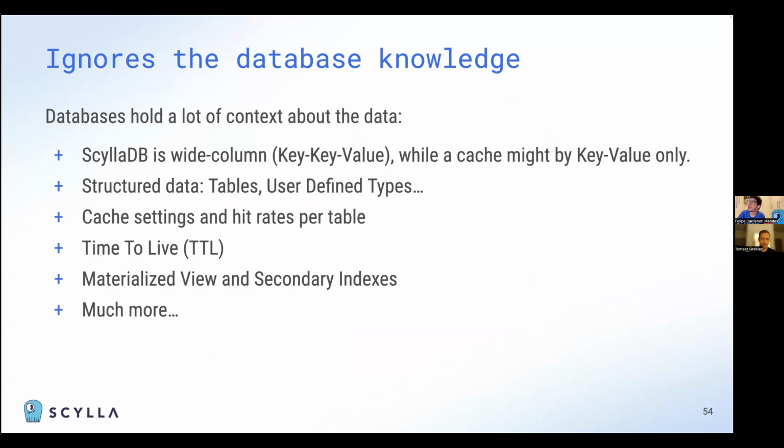And this one is actually an interesting one. It ignores the database knowledge. Even though several in-memory caches can support several data types, the reality is that this will not always be compatible with your database. Take ScyllaDB UDTs as an example. How should we represent this data in an external cache? So this is yet another aspect that you will need to handle from your side.